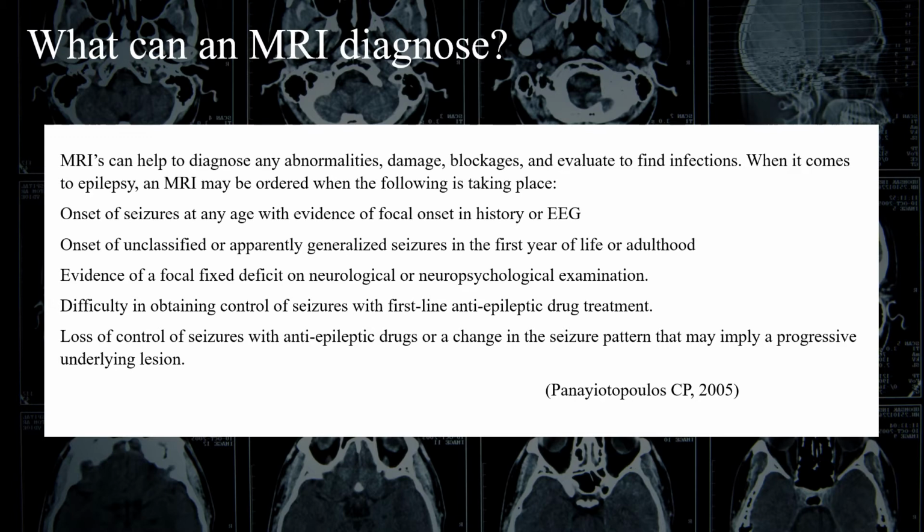When it comes to epilepsy, an MRI may be ordered when the following is taking place: onset of seizures at any age with evidence of focal onset in history or EEG, onset of unclassified or apparently generalized seizures in the first year of life or adulthood, evidence of a focal fixed deficit on neurological or neuropsychological examination, difficulty in obtaining control of seizures with first-line anti-epileptic drug treatment, loss of control of seizures with anti-epileptic drugs, or a change in the seizure pattern that may imply a progressive underlying lesion.